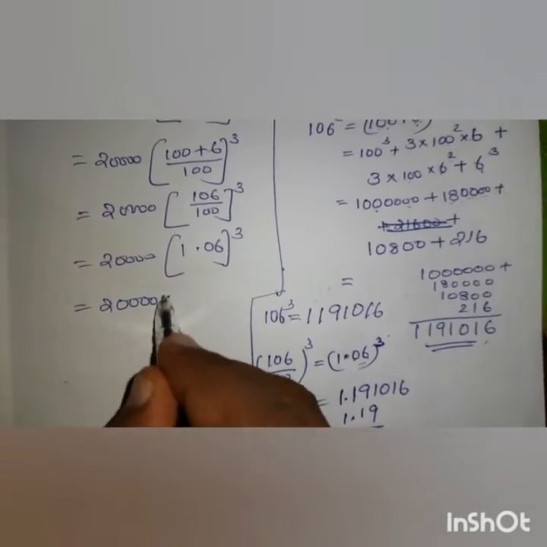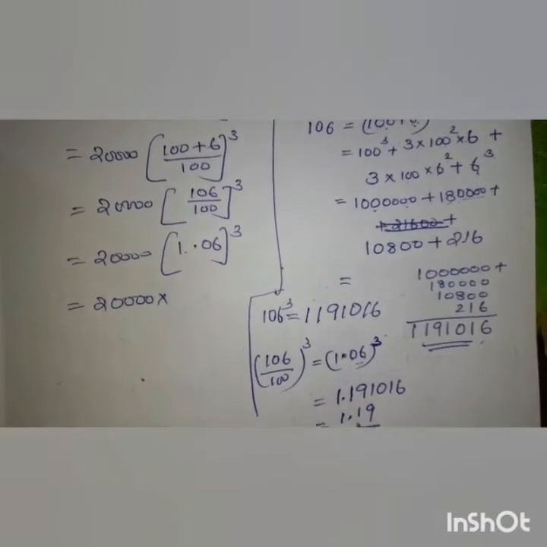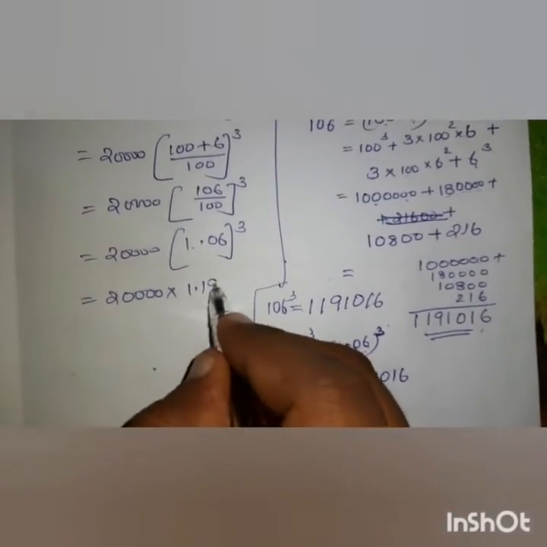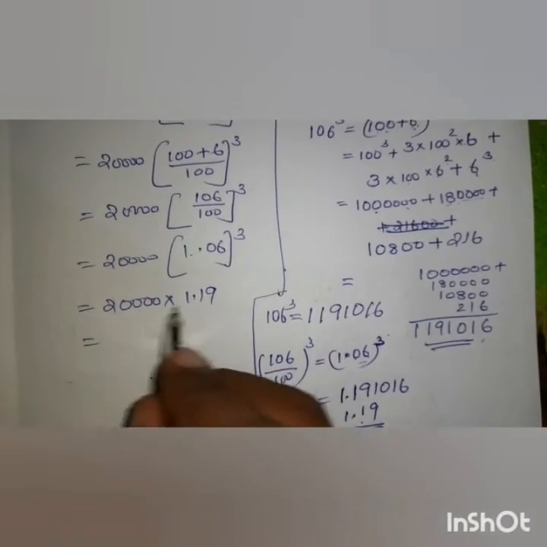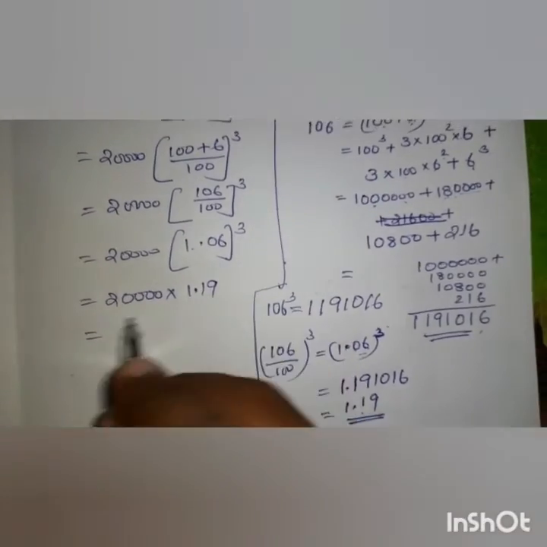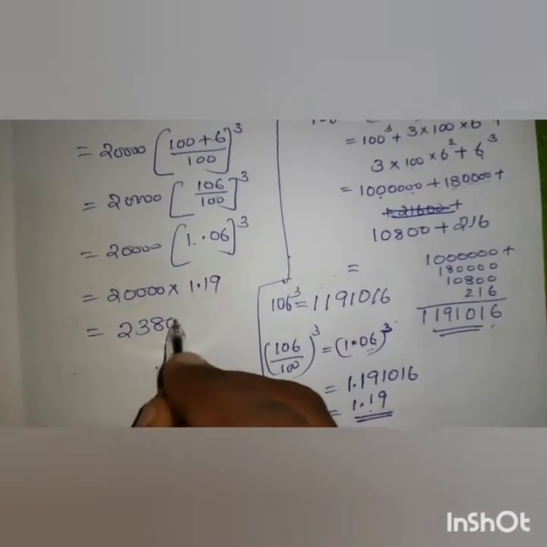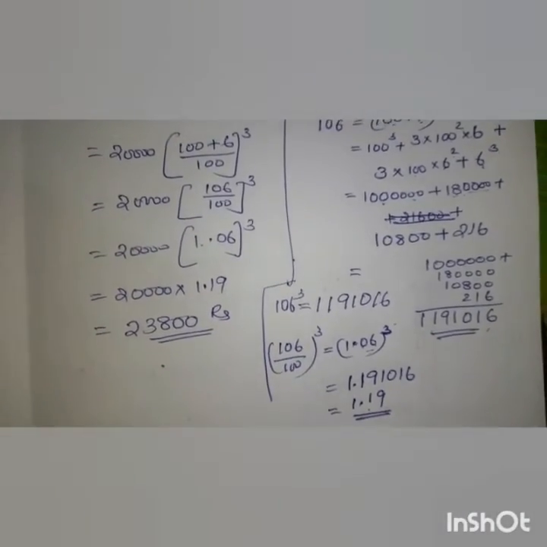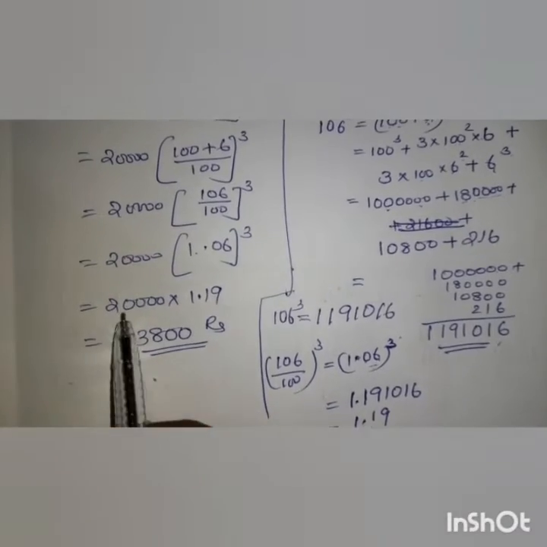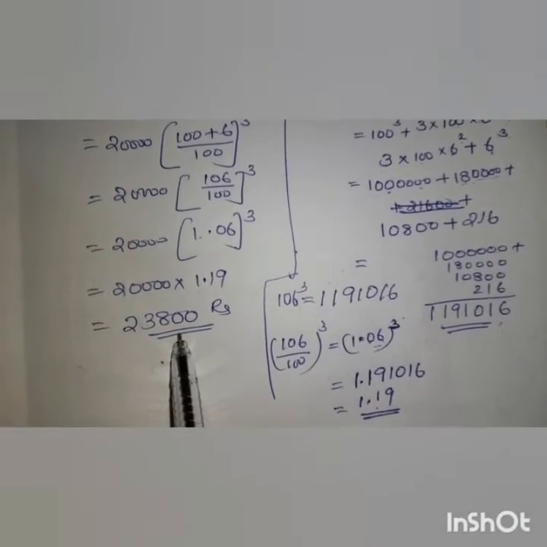So you have to multiply this value here. It's 20,000 into 1.06 whole cube, which you got as 1.19. So 119 you have to multiply with the 2, remove the decimal and add zeros. So you will get 23,800 rupees. 119 multiplied with the 2, and 2 decimals should be removed and 2 zeros should be added.